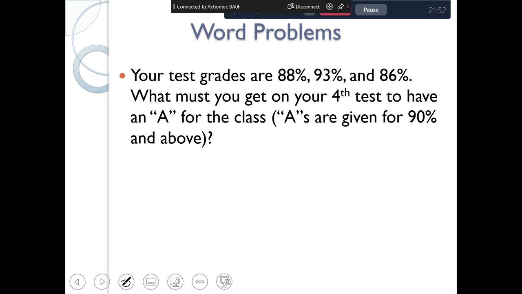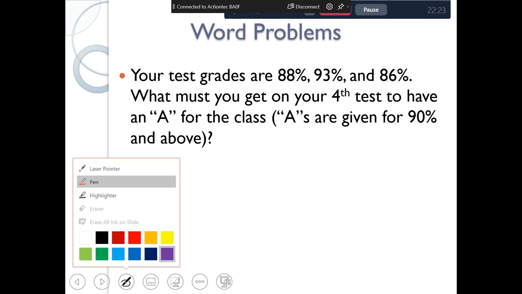All right. Your test grades are 88% and 93% and 86%. What must you get on your 4th test to have an A for the class? An A is given for 90% or above. So we are going to need to find the average. How do I find the average? Yes, we're going to add them together and divide by however many there are. So I'm looking for what I need to get on my 4th test. So that is going to be my x.